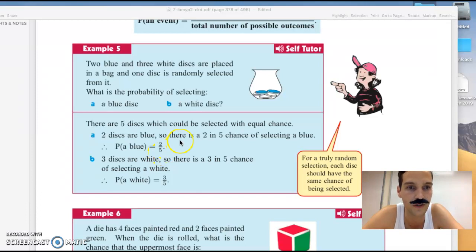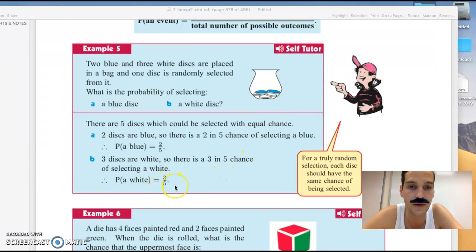We know that. The question reads, what is the probability of a blue disc? We have 2 blue discs possible, so that is 2 over 5. Probability of a blue is equal to 2 over 5. If you can understand that, the next question is pretty straightforward. A white disc, what is the probability of that? We already know that our sample size is 5, so that's on the bottom, and we know there are 3 white discs, so we write that as 3 over 5.